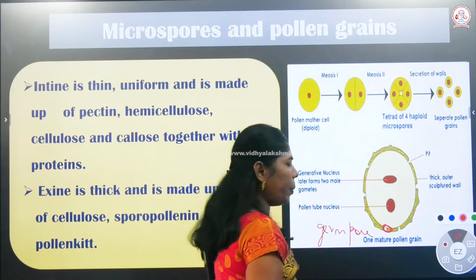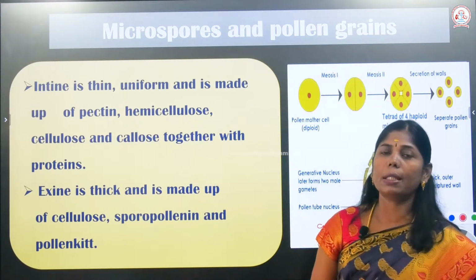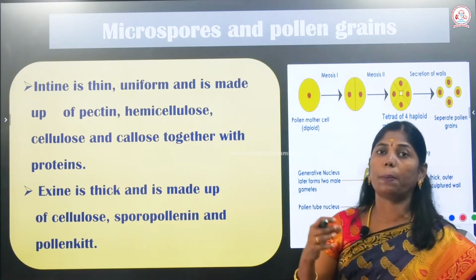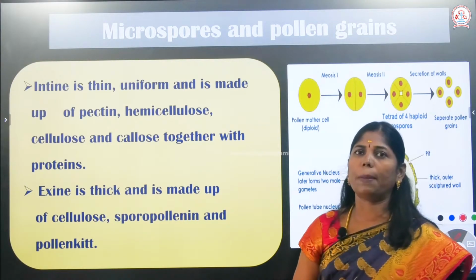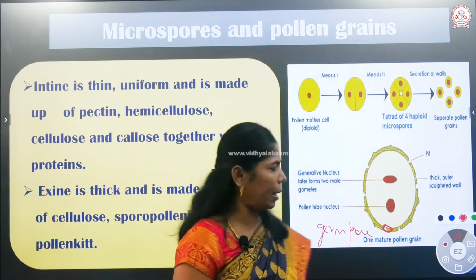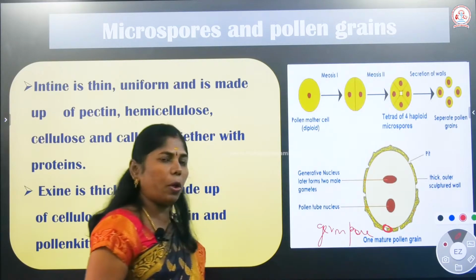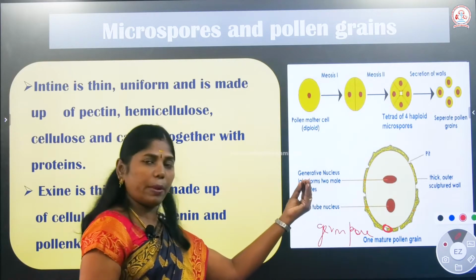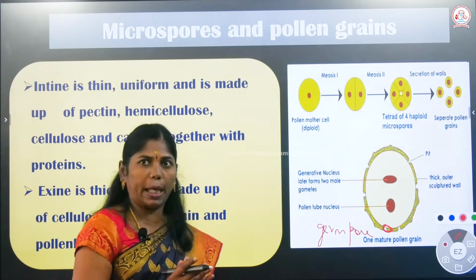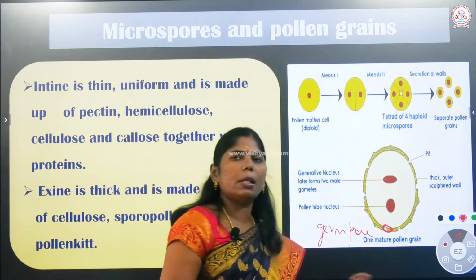The germ pore region is very important for the germination of the pollen grains. The intine gives rise to the pollen tube during germination. The pollen tube emerges through this region. Through the germ pore the pollen grain forms the pollen tube. The pollen tube is formed from the intine and comes out through the germ pore.